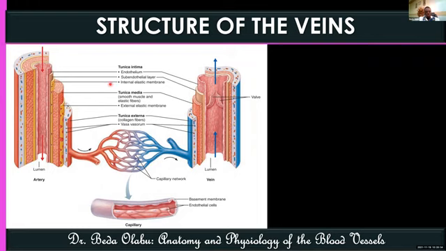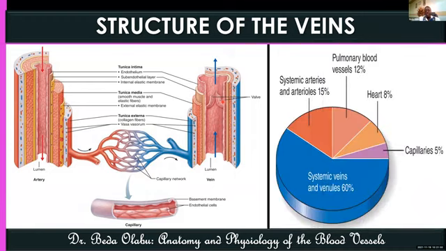Veins do not have the internal elastic lamina. The arteries have. But importantly, the veins have valves, which allow blood flow in one direction. The arteries don't have the valves, but the veins have the valves. Those are the differences between arteries and veins.